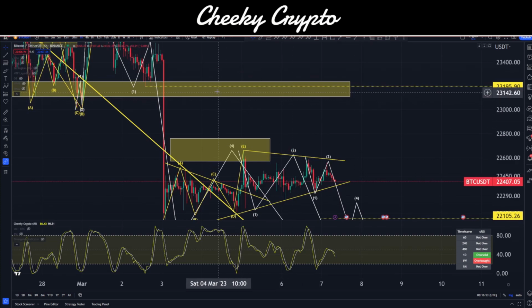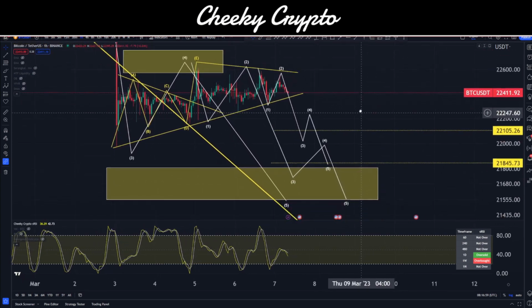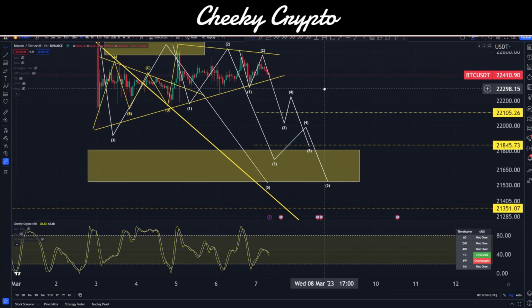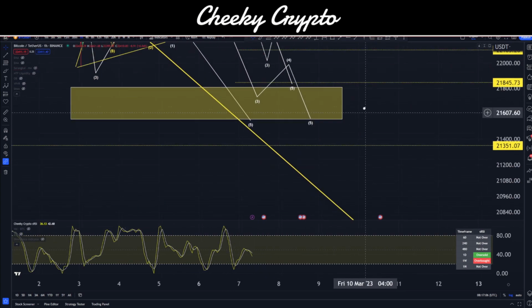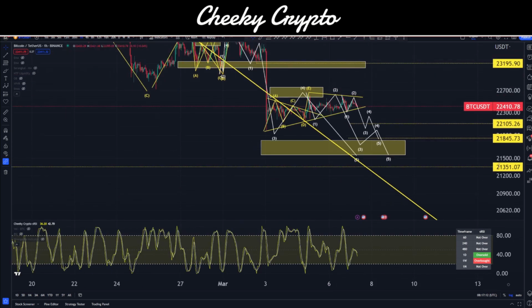Invalidation of those lows will be coming in right up here at $23,195. But essentially, everything looks like it has to move down. We have to see this one complete at the lower end of the spectrum here. So for the most part, my expectations are that we'll move down into this low range, 21,555 to 21,808, before we start to get a bigger move to the upside.